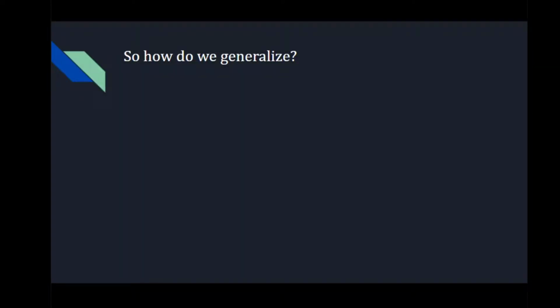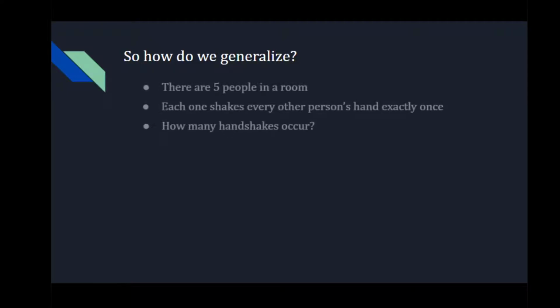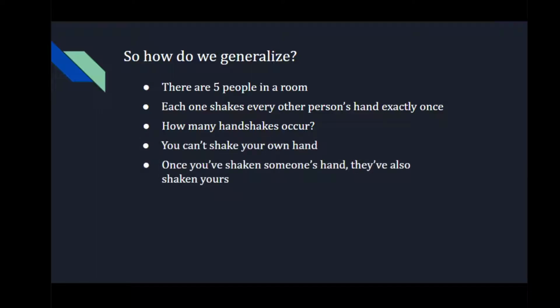So how can we generalize this? First, let's write out our experiment and its result. We had 5 people, each shaking everyone else's hands once, and we counted the total handshakes. So we started with 5 people, and we noticed 2 important details. First, you can't shake your own hand. So we multiplied our 5 people by the 4 other people in the room.